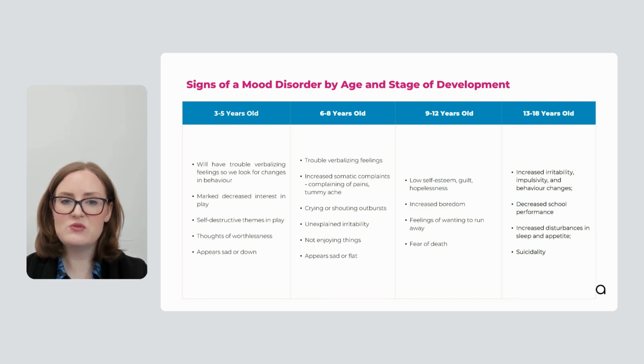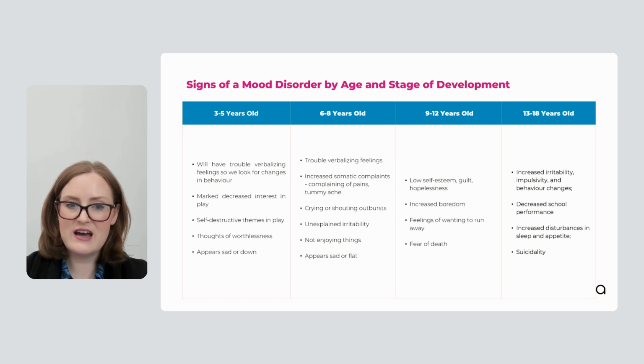Let's look at the signs of a mood disorder by age and stage of development. So in very young children from 3 to 5 years of age, they'll often have difficulty verbalizing or expressing their feelings. So in that way, we'll look for changes in their behavior. So we might see a marked decreased interest in play. We might see more self-destructive themes in play. Thoughts of worthlessness or appearing sad or down.